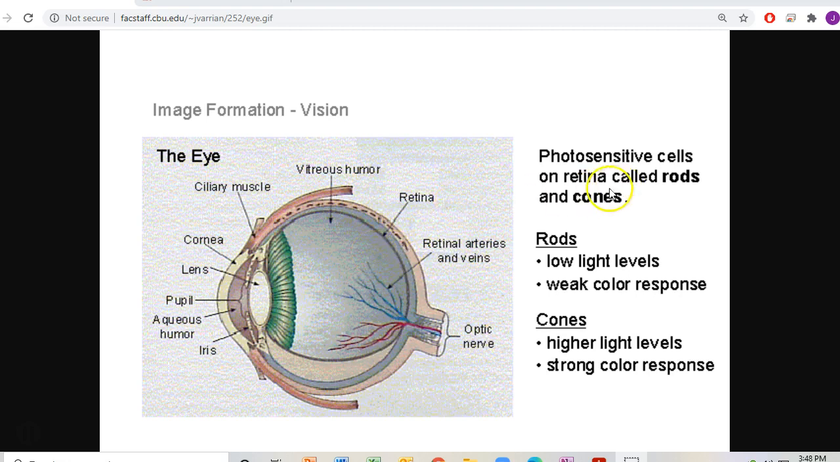Okay? On the retina, you have your photoreceptors, the photosensitive cells, rods and cones. They're called rods and cones because they're shaped like rods and cones. You have, I forget the exact number, but millions of these on your retina. You have fewer cones than rods. The cones have a really strong frequency response, so they can distinguish colors and shades of color very well. They do need, though, a higher light intensity to work. The rods, which you have more of, don't distinguish colors or shades of colors as well, but they will work in lower light levels.